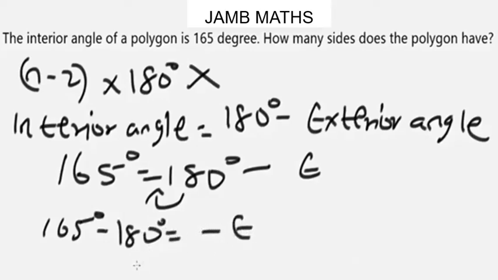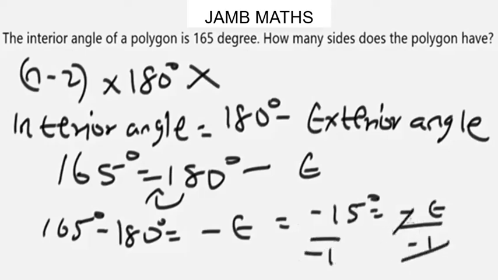Alright, so when you punch it in a calculator, we're going to have minus 15 degrees equals minus E. Divide both sides by the coefficient of minus E, which is minus 1. So this minus cancels this minus, and that means our exterior angle will now be 15 degrees. Alright, remember, I have to find how many sides the polygon has.